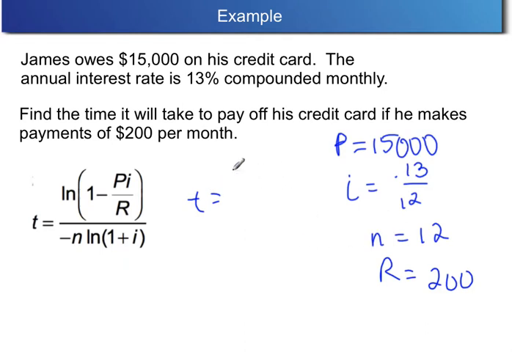So now at this point I can just plug in. I kind of don't like where that is because I'm running out of some room here. Let's see. It's pretty good. So T equals the natural log of 1 minus, I am definitely running out of room. Let's move this around a little bit.